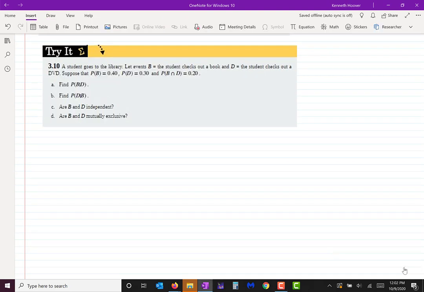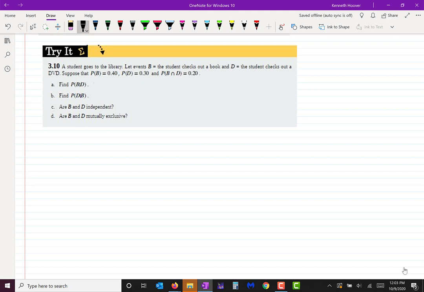Okay, example 10. Student goes to the library and we have event B, they check out a book. Event D, they check out a DVD. And they give us the probability of B, the probability of D, and the probability of their intersection. And they ask for the probability of B given D. Well, this just comes down to knowing the formula that I showed you. That equals the probability of their intersection divided by the probability of the second one, which is D. Okay? And they give us both of those numbers.